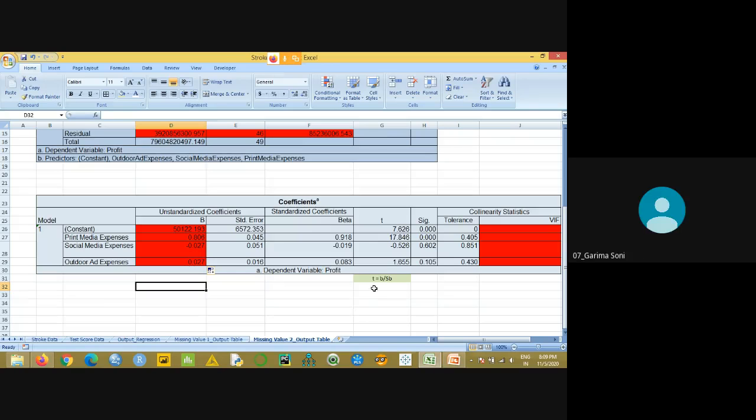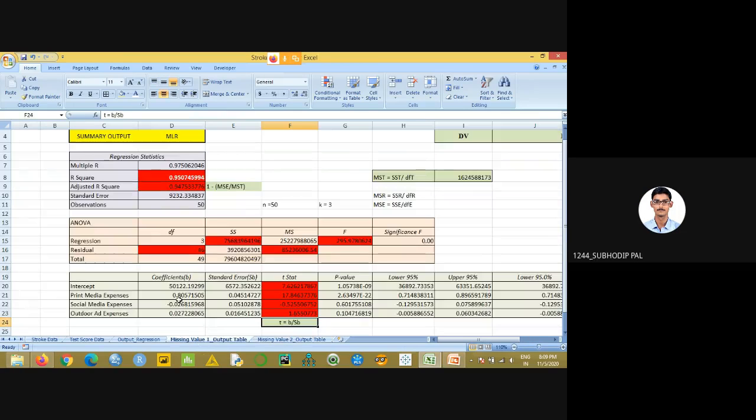Can you clarify the B column again? In this part, my key statistics was missing. I know B and SB. B means the coefficient part and SB means standard error. Yes, got it.